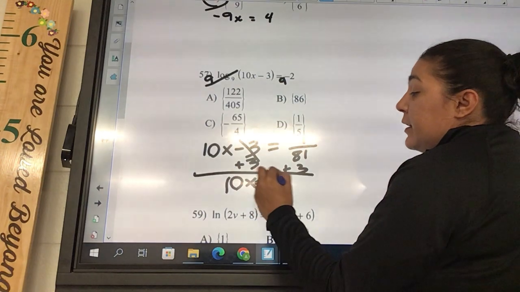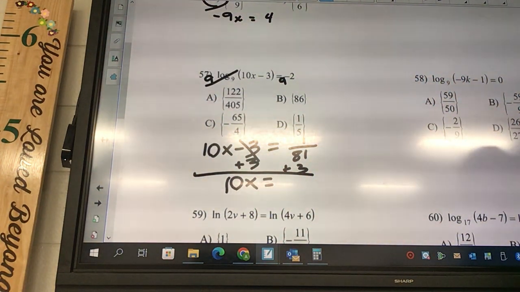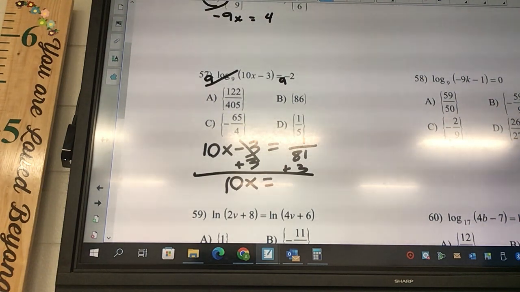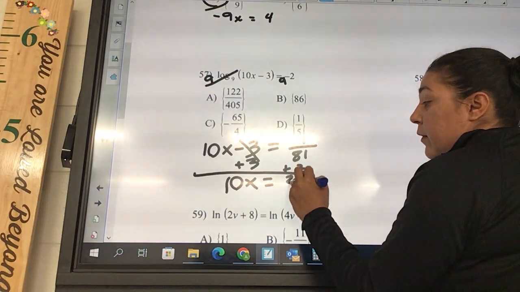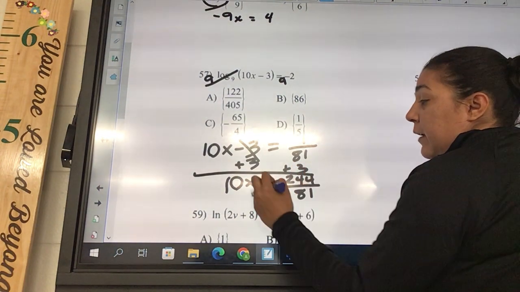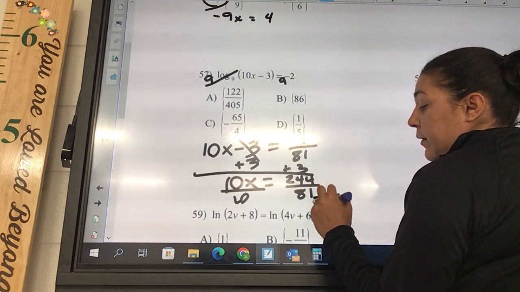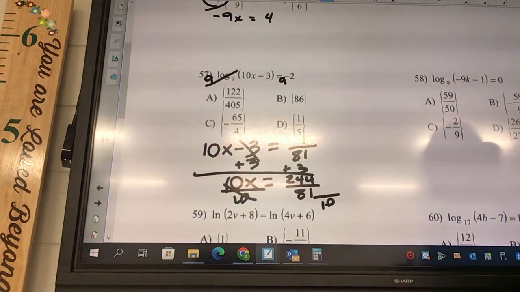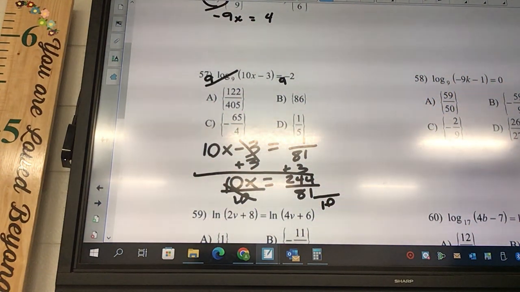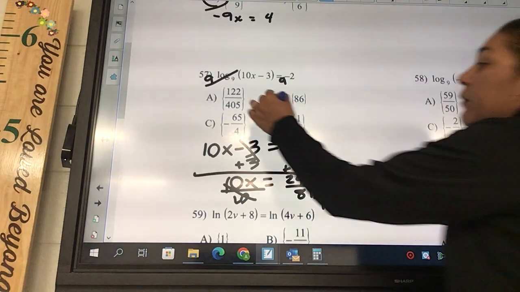Okay, so I got 10x equals, what is that when you plus 3 to it? 1 over 81, and then plus 3. 244 over 81, and then we're going to say divide by 10. What is that? 132 over 4. Perfect.